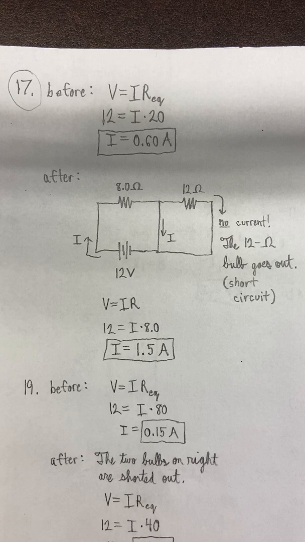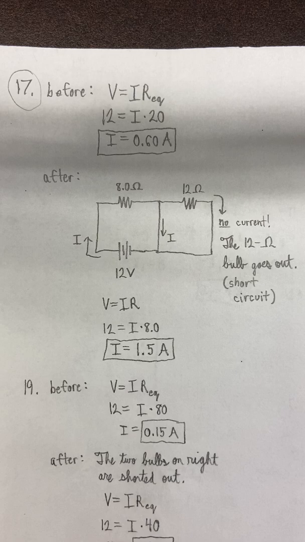So the before situation is just Ohm's law, V equals I Rec. We can get that from the givens. So that means we're going to have a current of 0.60 amps. Now, after, what happens is that we have given a pathway for the electrons, and this pathway allows them to avoid the 12 ohm bulb.